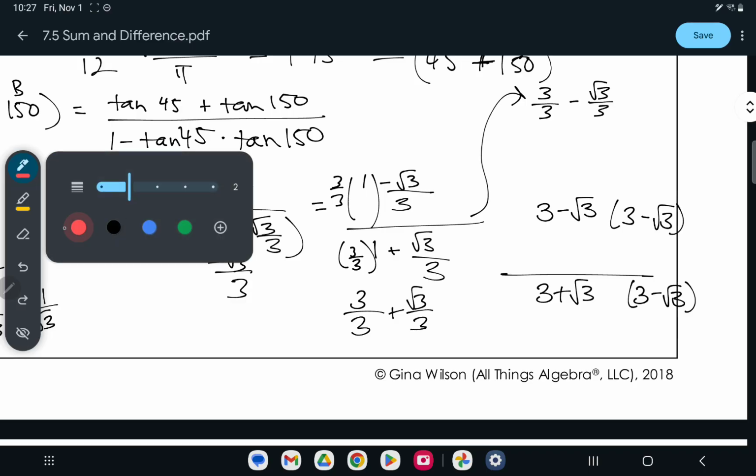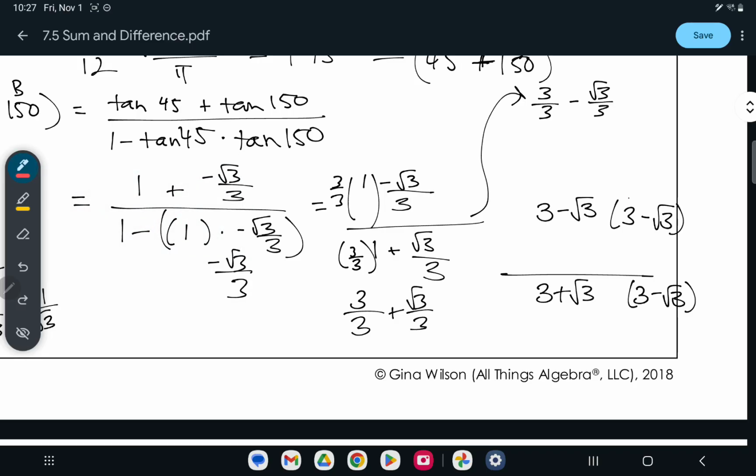I'm going to do it in a different color because I have to FOIL it out. So 3 times 3 is 9. 3 times root 3, 3 root 3. 3 root 3. The negative will make positive, and root 3 times root 3 is just 3. So my new numerator, you know, I'm out of room, so I'm going to go over here, is 12 minus 6 root 3.